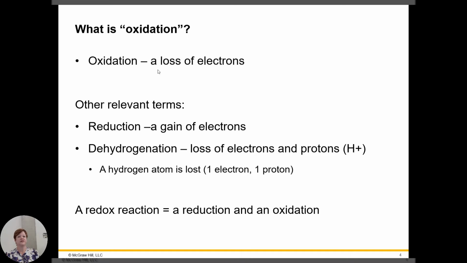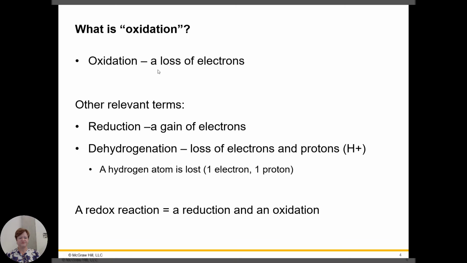If one compound loses electrons, there has to be a compound somewhere else that gains them. And so as the electrons are passed from one compound to another, so is the energy. So it is a loss of electrons, but also a loss of energy, and a gain of electrons, but also a gain of energy. Dehydrogenation is a loss of a hydrogen atom, which you may remember is composed of one electron and one proton. So dehydrogenation is sort of a special kind of oxidation. It does involve a loss of an electron, but also a proton, so it gets a special name.